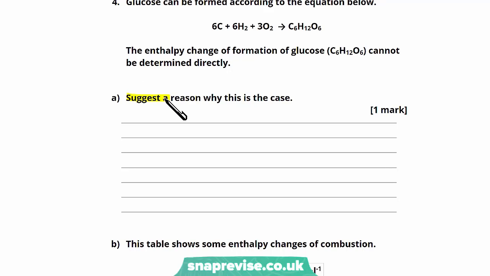So this could be for many reasons. It might be because the rate is too slow, and that would make it difficult for us to determine the enthalpy change of formation directly. This would get us the 1 mark.